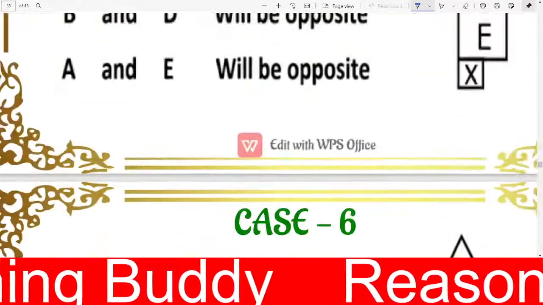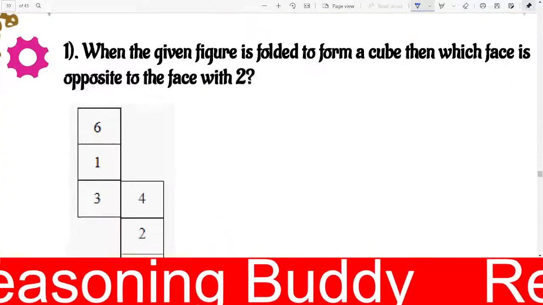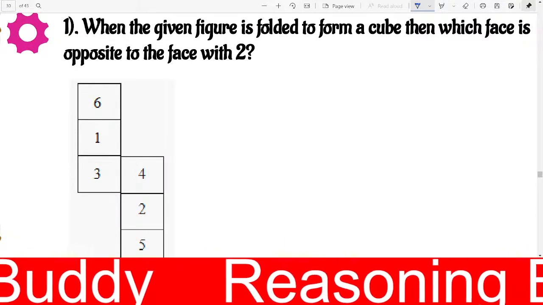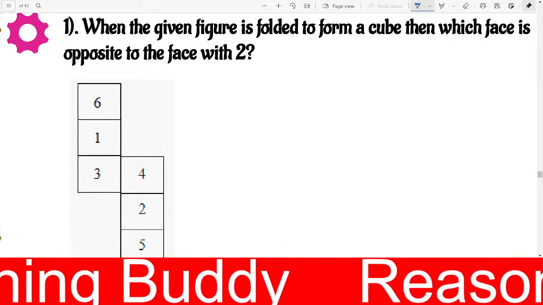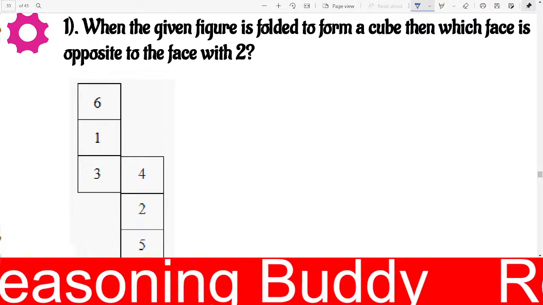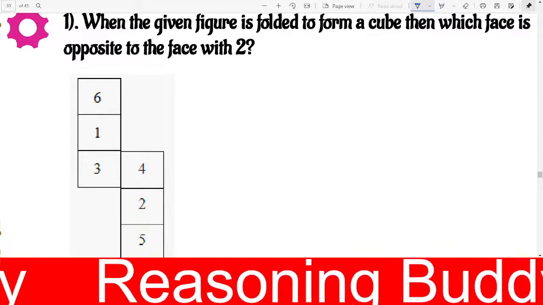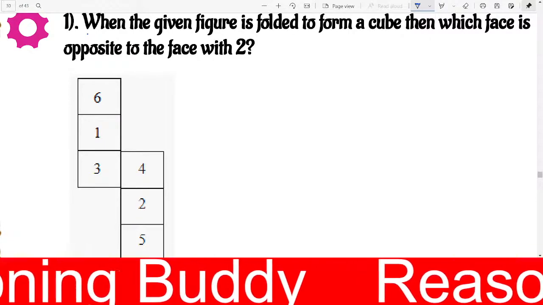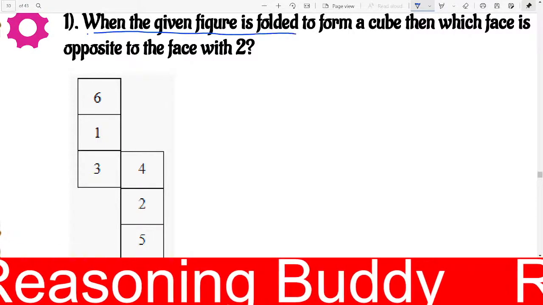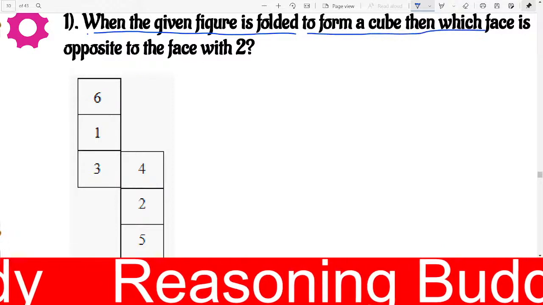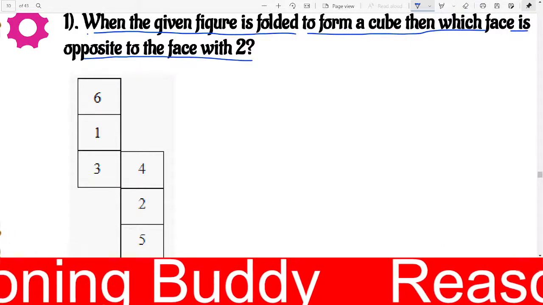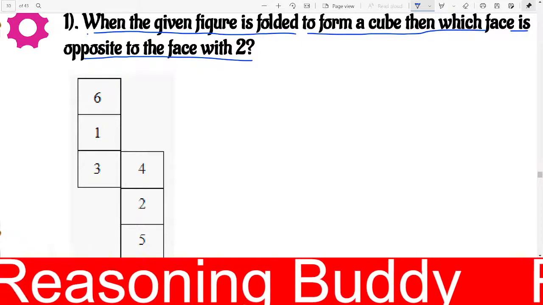So these are the cases, and if you do the problems we can know that. So let's go. I think you can see the question. When the given figure is folded to form a cube, which face is opposite to the face with 2? So I will tell you a trick.